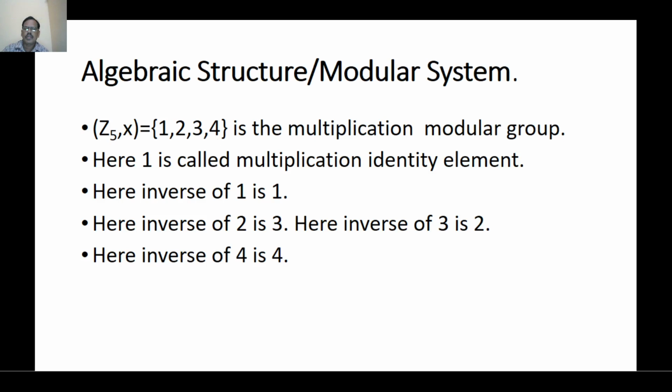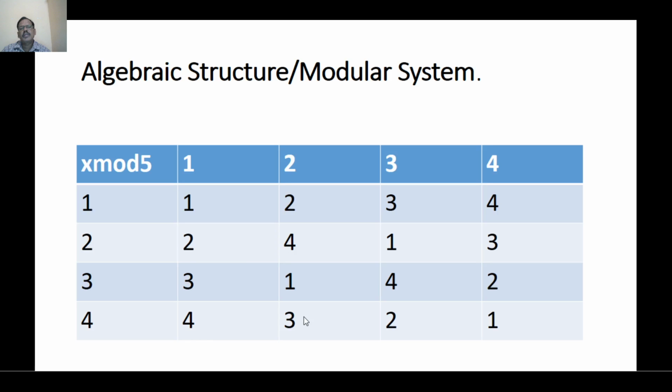So you observe the table 1, 2, 3, 4 and 1, 2, 3, 4. Multiplication here: 1 into 1, 1 into 2, 1 into 3, 1 into 4, 2 into 1, 2 into 2 is 4, 2 into 3 is 6, remainder is 1. So you divide 6 by 5, remainder is 1. 2 into 4, 8, remainder is 3. 3 into 1, 3 into 2 is 6, remainder is 1. 3 into 3, 9, remainder is 4. 3 into 4, 12, remainder is 2. 4 into 1 is 4, 4 into 2 is 8, remainder is 3. 4 into 3, 12, remainder is 2. 4 into 4, 16, remainder is 1.